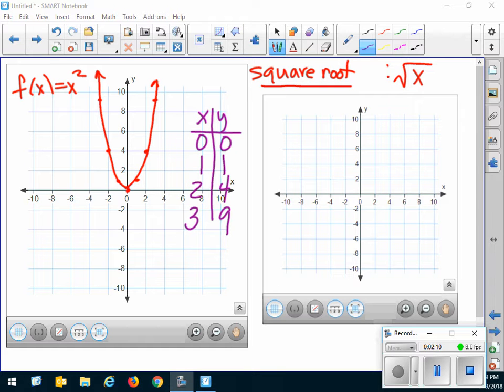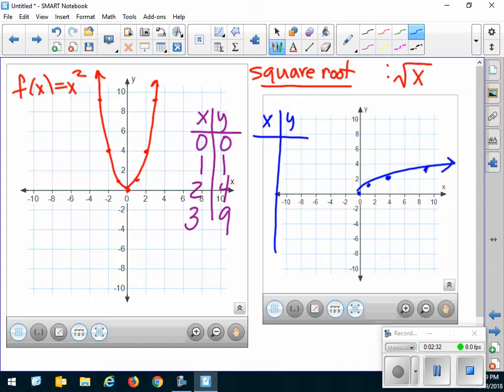Now, for square root, remember a little bit ago we just kind of drew a square root. What is the square root of 0? 0. What's the square root of 1? 1. What's the square root of 4? 2. And the square root of 9 was 3. We said the square root of 0 was 0, the square root of 1 was 1, the square root of 4 was 2, and the square root of 9 was 3.